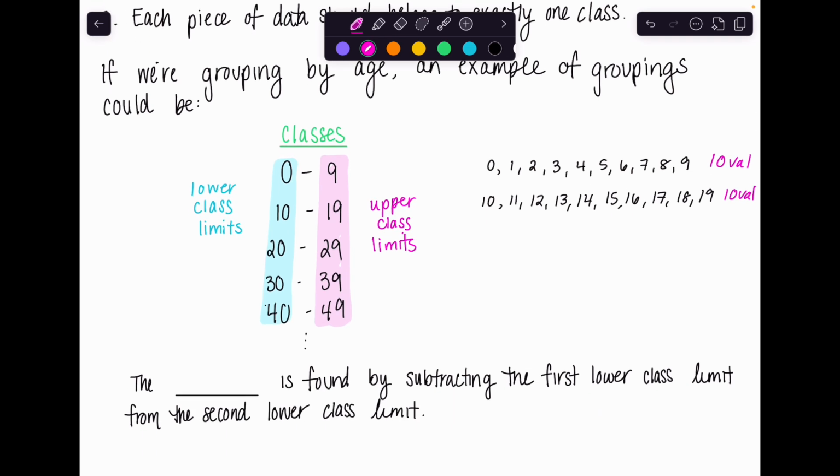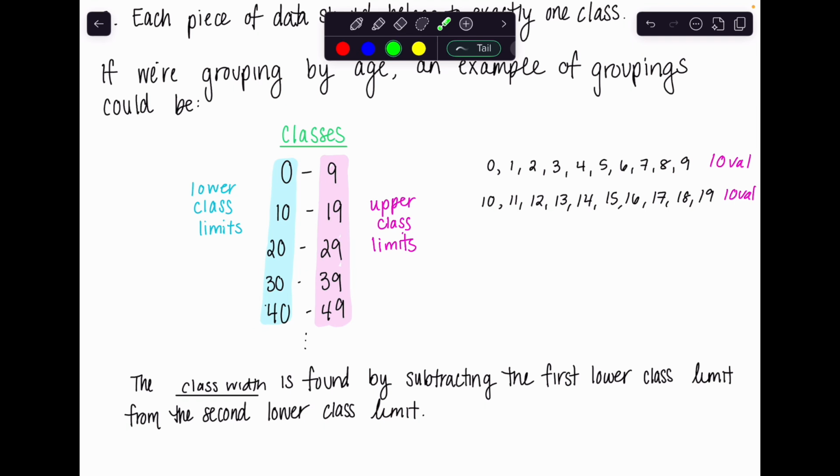Then our class width, because remember we said these should all be the same size. This one is a common mistake. A lot of times people will just look at that and say, okay, well the width of that is 9 minus 0, it's 9. The width of this is 19 minus 10, 9. 29 minus 20 is 9. However, that's actually not the class width because there are 10 data values here.